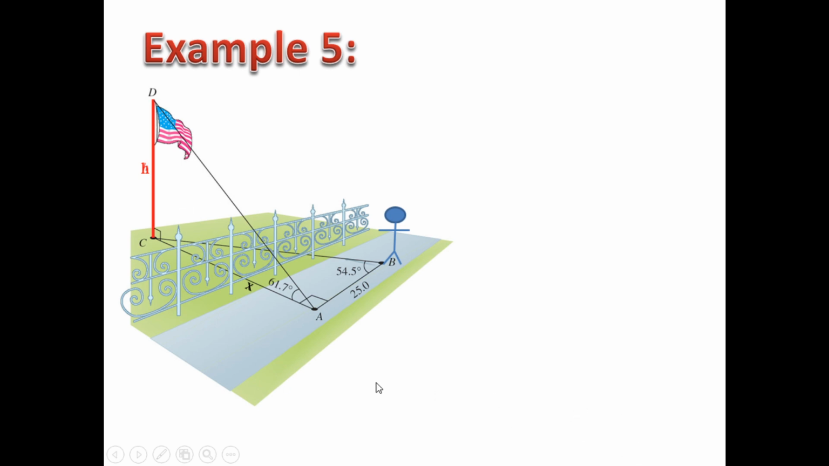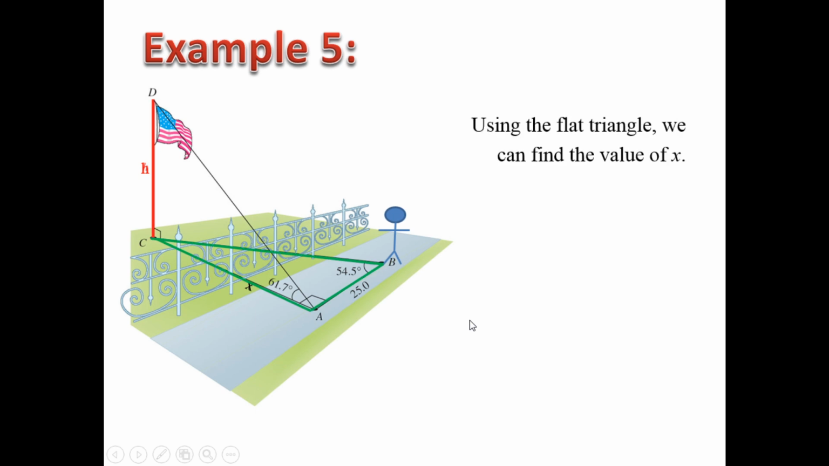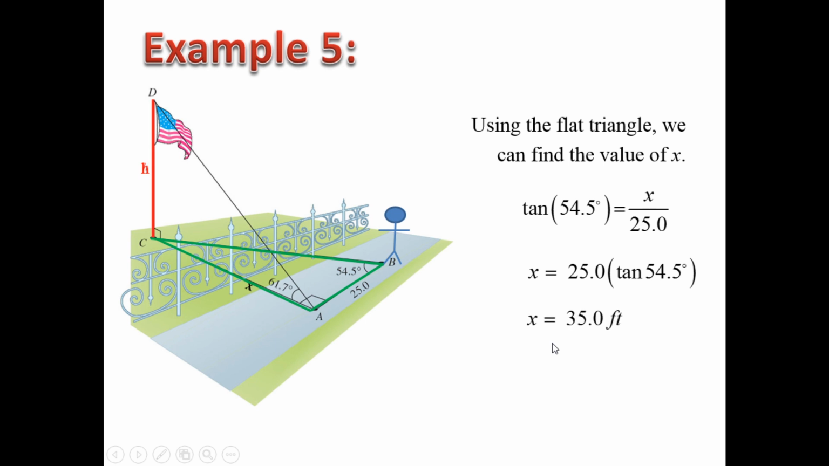In order to solve for x, we need to use tangent, because the bottom right triangle here has an opposite and adjacent, and the base angle is 54.5 degrees. So this one is a two-step problem. First, we need to focus on the bottom right triangle here. So we start with tangent of 54.5 equals x over 25. And once we solve for x, it's 35.0 feet, and then we use that as the adjacent so we can find the height of the flagpole.